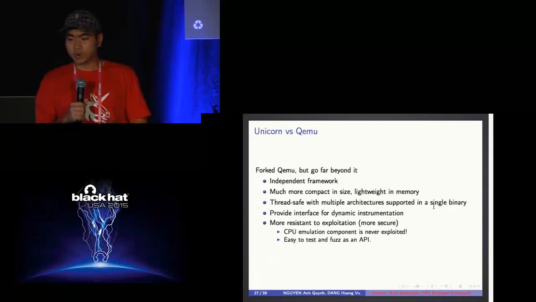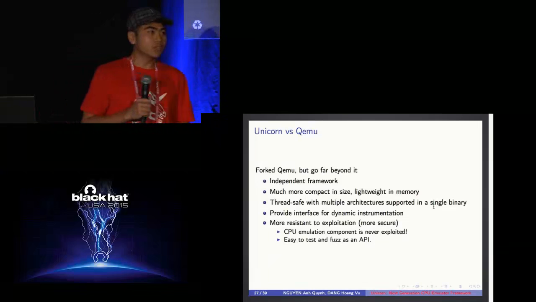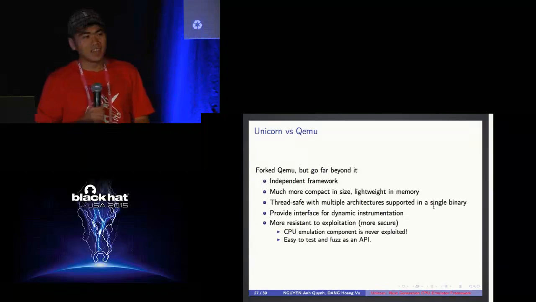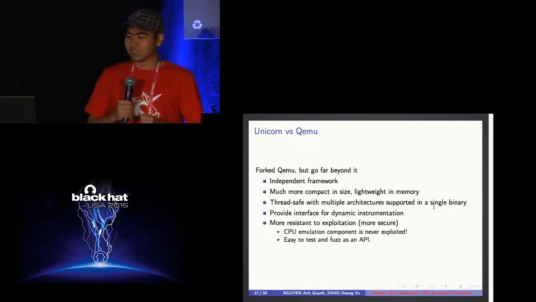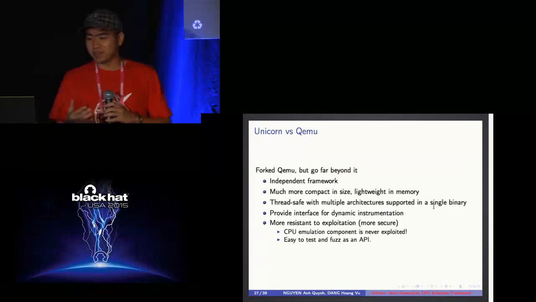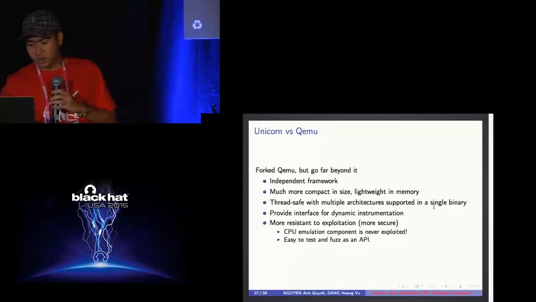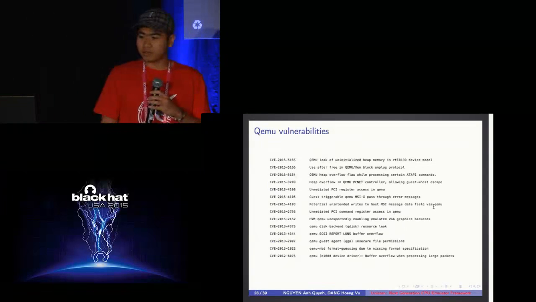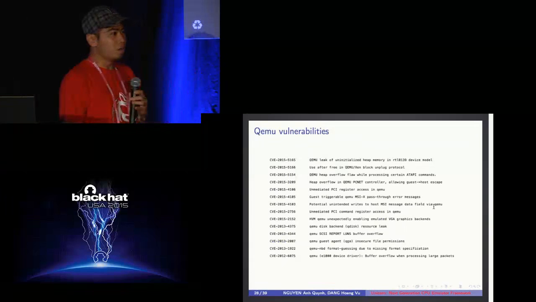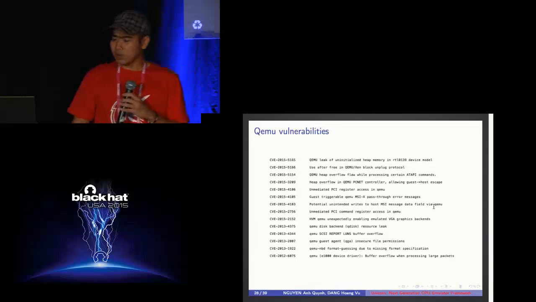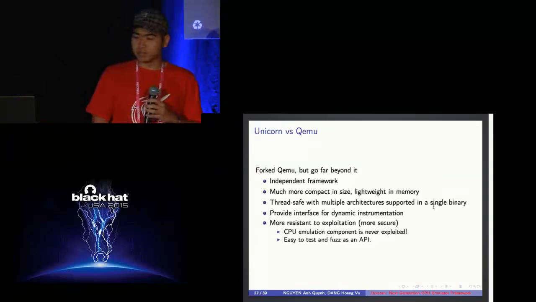It's thread safe. You can use multiple instances at the same time. It has a good interface for implementations, and because it's our own code, we can build on top of it. It's more resistant to exploitation. This is more secure. This is slightly an oversight, but what we figured out in practice is that there are a lot of QEMU exploitations in the CVEs that we found, but all of them are in the peripheral part, the hardware attached to QEMU, while the CPU emulator is never exploited.